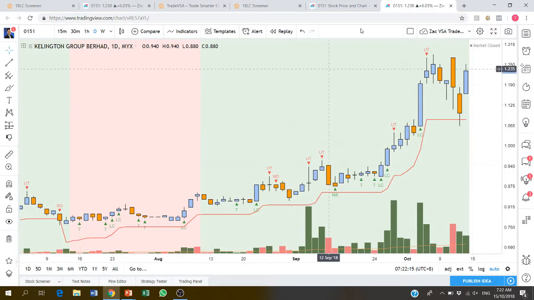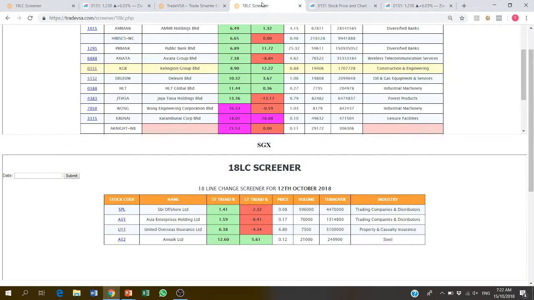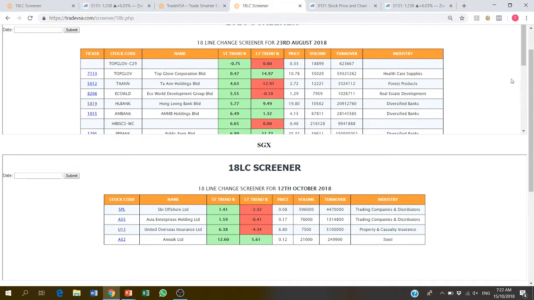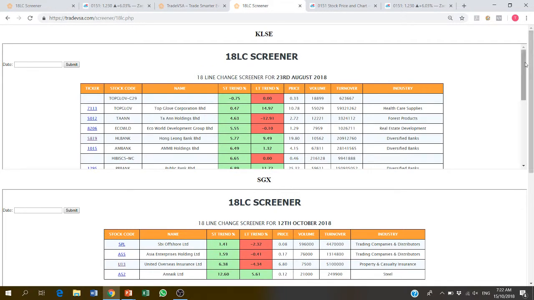Currently this TradeVSA 18-day line change screener is still available on the website for free. You are welcome to come over here and look for your next potential trade.